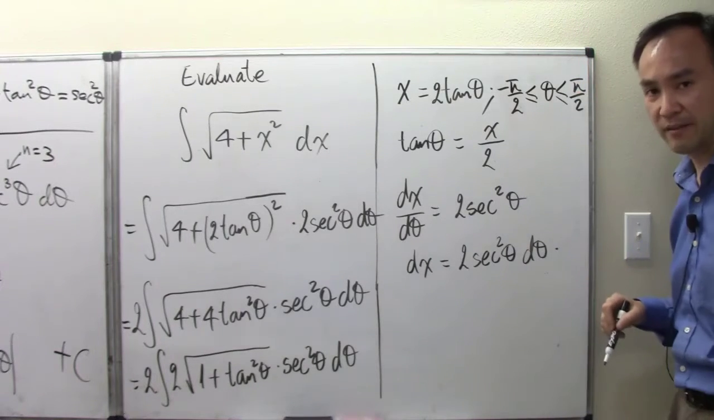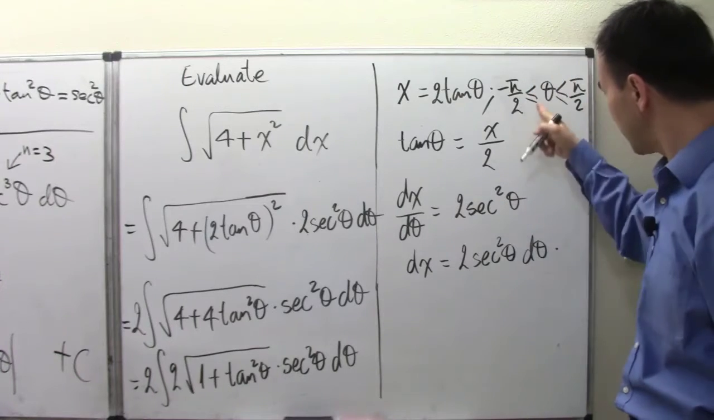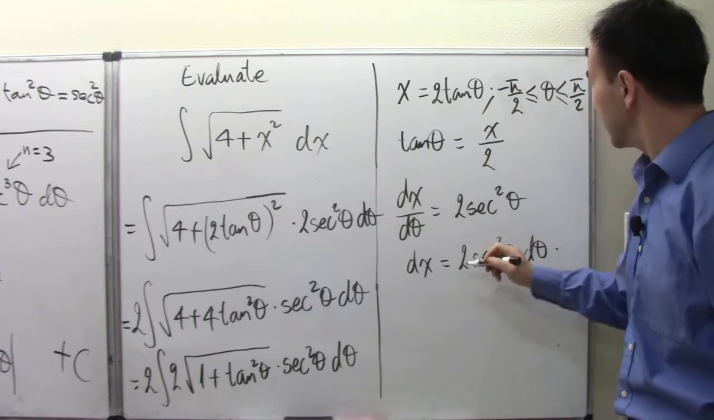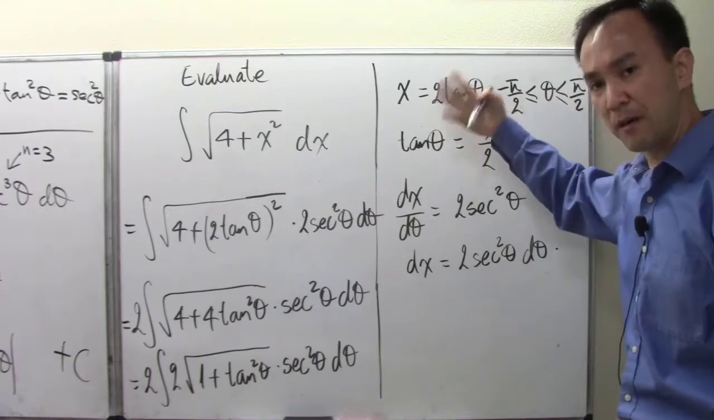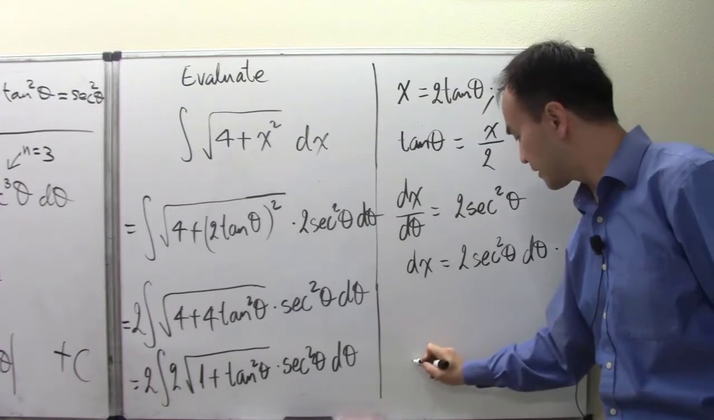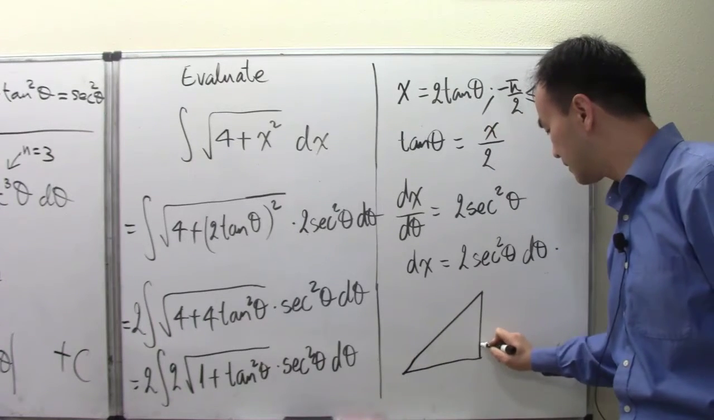All right, so we have that requirement. And now we're going to assume that theta is going to be in the region where it produces a positive tangent. So now, think about a triangle. Okay, think about a triangle.